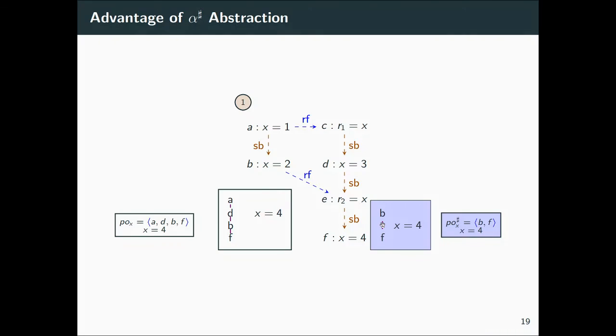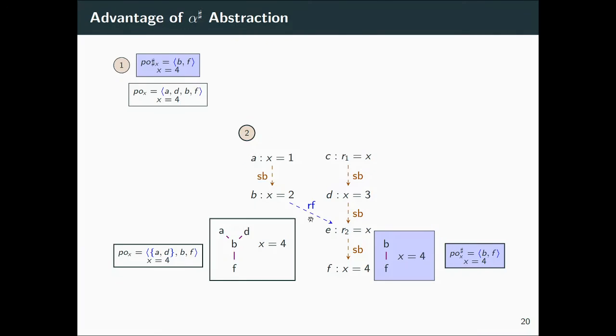This first figure shows the reachable program state after F when C reads from A and E reads from B. The box on the left shows the program state without taking alpha sharp abstraction, and the box on the right shows the program state with alpha sharp abstraction. The second figure shows the program state under a different set of interferences where C reads from current state and E reads from B. Note that the program state under alpha sharp abstraction here is the same as that in the first figure, while the program states without alpha sharp abstraction are different.